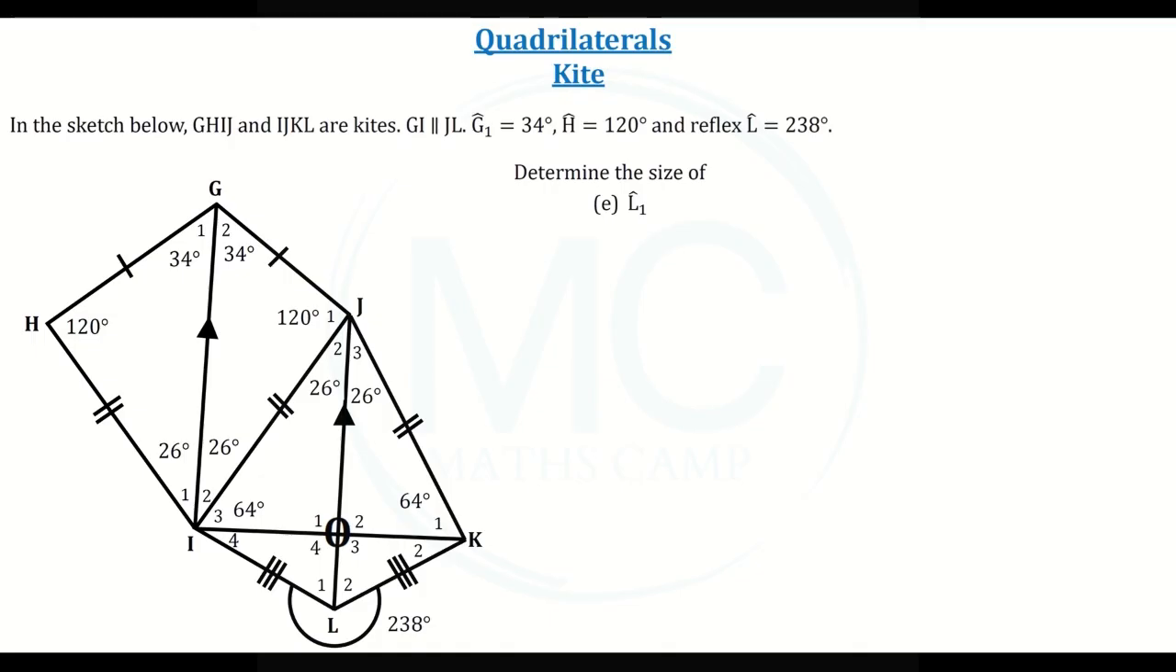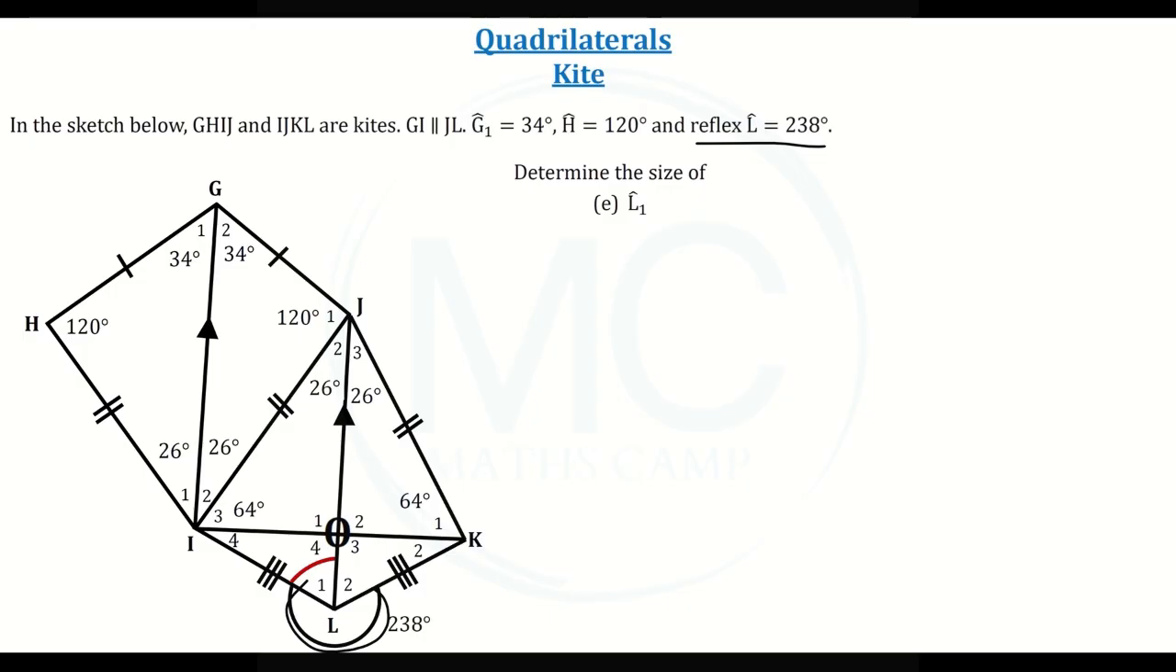Determine the size of angle L1. Angle L1 sits on our diagram at vertex L. Let's make it red. We've also been told that the reflex angle L is 238 degrees. This means that 238 degrees is the size of the angle on the outside of the kite.